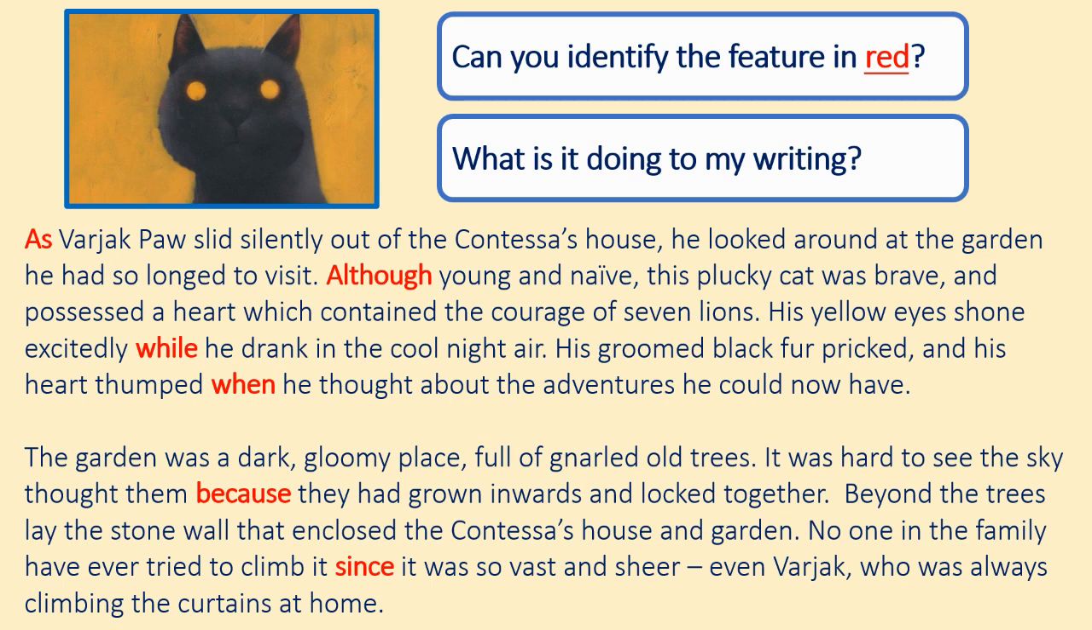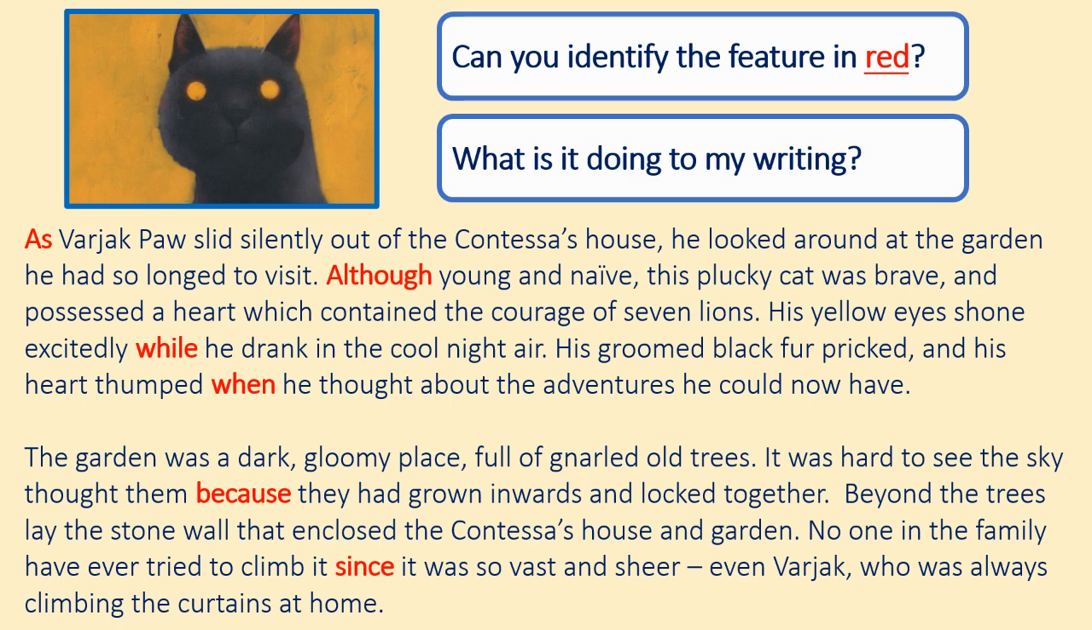As Varjak Paw slid silently out of the Contessa's house, he looked around at the garden he had so longed to visit. Although young and naive, this plucky cat was brave and possessed a heart which contained the courage of 7 lions. His yellow eyes shone excitedly while he drank in the cool night air. His groomed black fur prickled, and his heart thumped when he thought about the adventures he could now have.